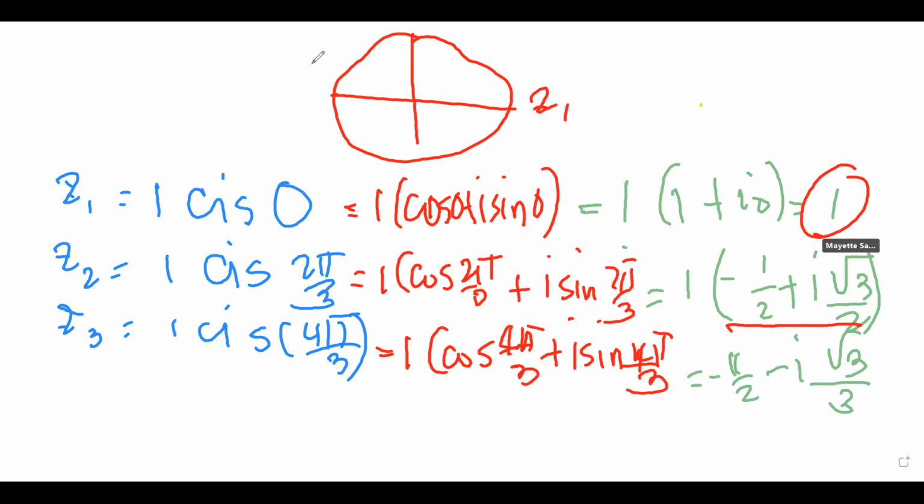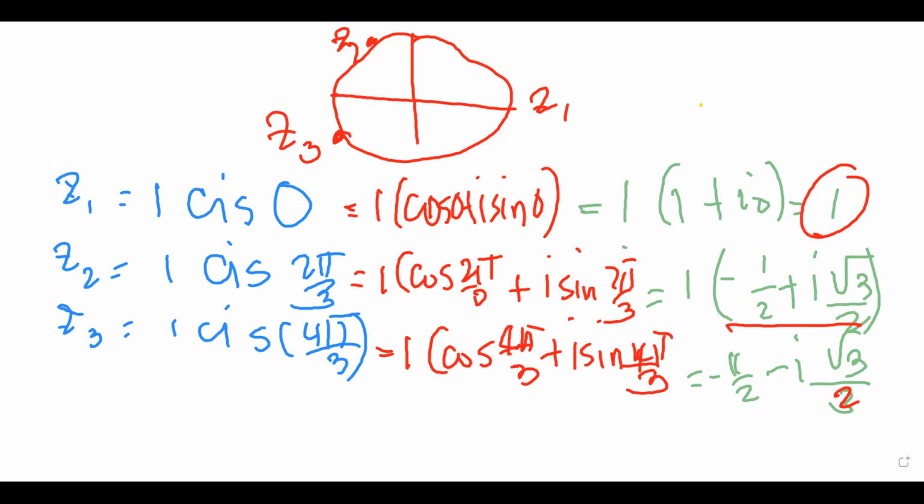Your Z2 here is negative 1/2, meaning negative x, positive y, square root of 3 over 2. So this is going to be your Z2 over here. Your Z3 is negative 1/2 minus i root of 3 over 2. This is root of 3 over 2, not 3. So your Z3 is in the third quadrant. This is your Z3. Okay, so that's how we are going to plot the results, the roots of our equation.